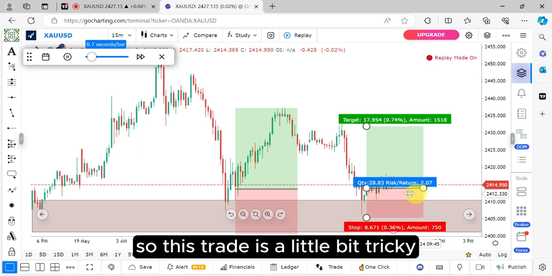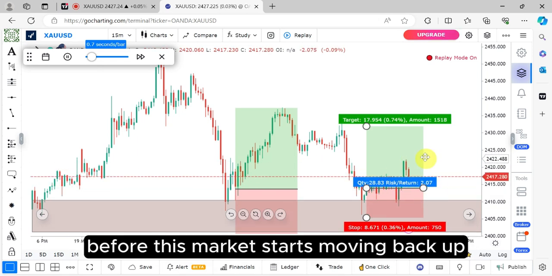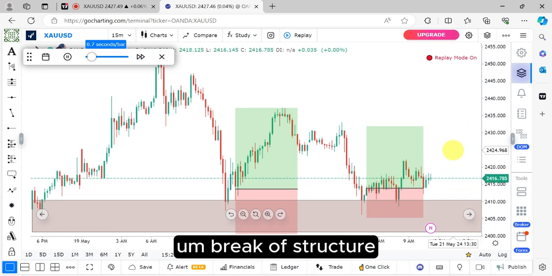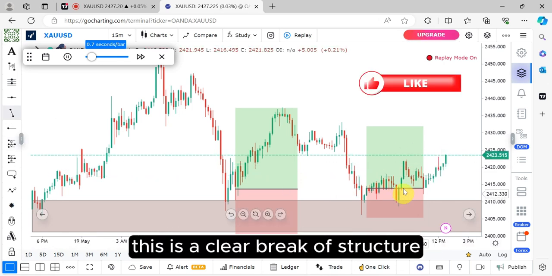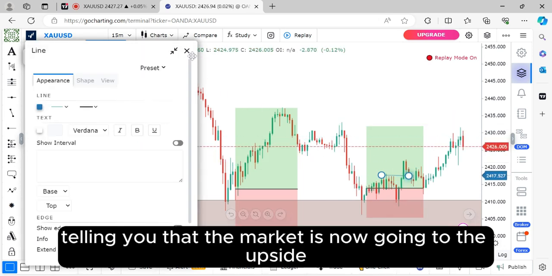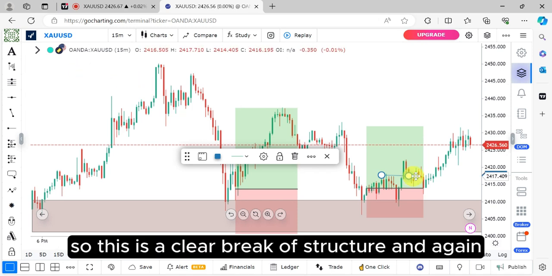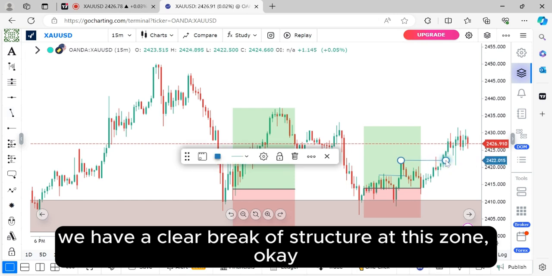So this trade is a little bit tricky because we see a lot of rejection within this zone before this market starts moving back up. So remember, we have the bigger time frame break of structure, and then we have the inner break of structure, because if you look at this, this is a clear break of structure, which is telling you that the market is now going to the upside. And again we have a clear break of structure at this zone.